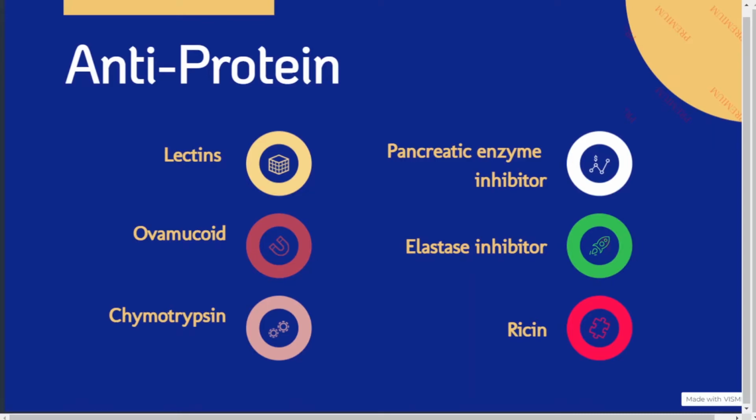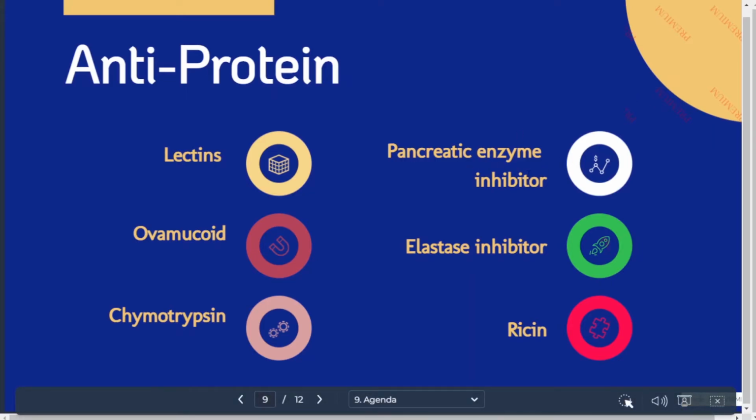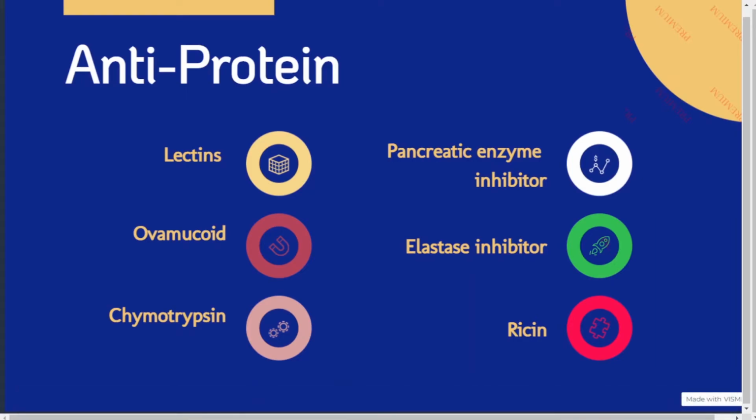Okay, going to next, pancreatic enzyme inhibitors. What they do is inhibit the functions of the pancreas. So what is the pancreas involved in? The pancreas helps in digestion. Simple as that. Nothing much more.